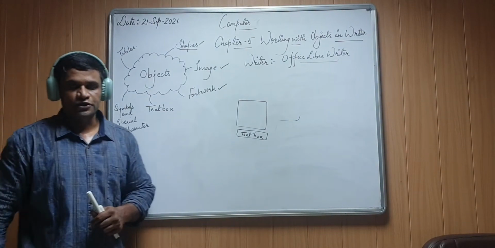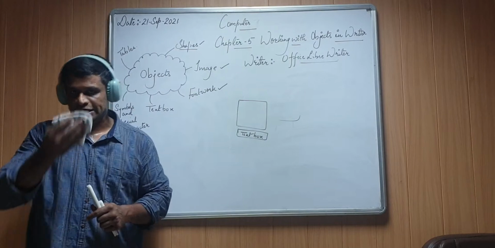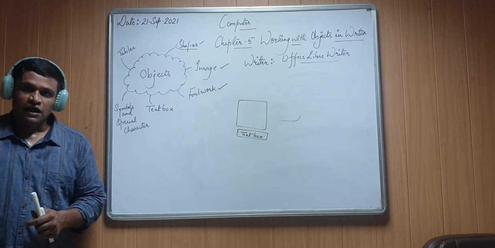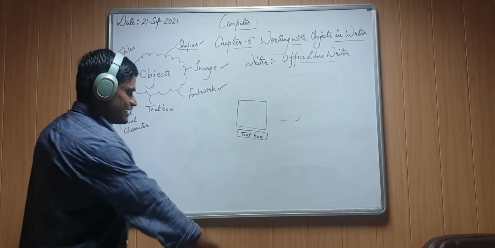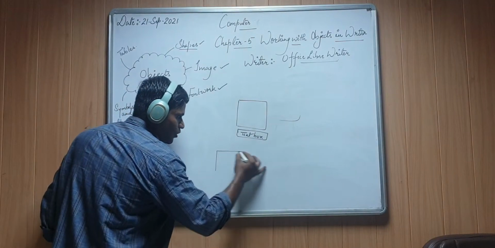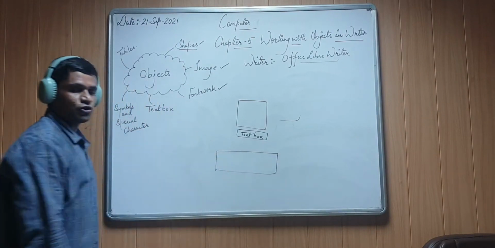Again, click on the drawing tool. From there, you have to select the text box, and once you have selected the text box, you can draw the box wherever you want in the document.